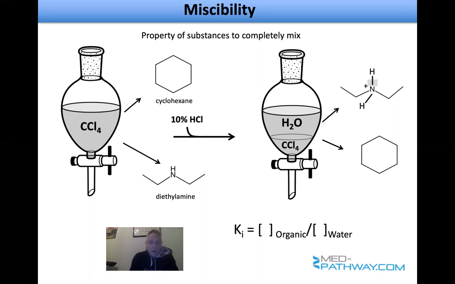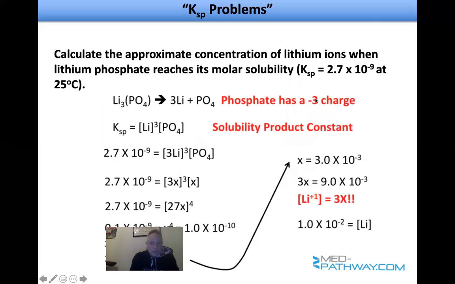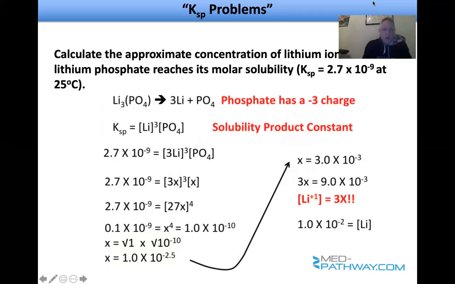And there's a Ki over here, which is basically the concentration of a species in the organic layer divided by its concentration in the water layer. So here's the idea of a KSP problem, as I mentioned earlier. This is: calculate the approximate concentration of lithium ions when lithium phosphate reaches its molar solubility. Look at its KSP: 2.7 times 10 to the minus 9. So it's not very soluble. Notice that it says 25 degrees, and these KSPs, the solubility of something, is definitely a function of temperature. You've probably heated up solutions in order to get things to dissolve faster.